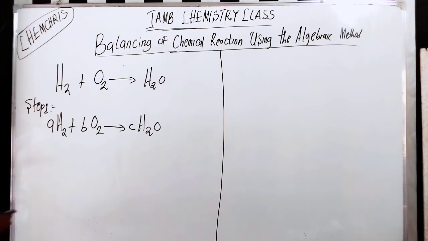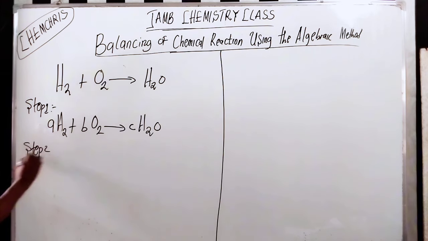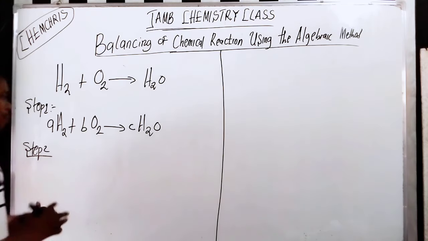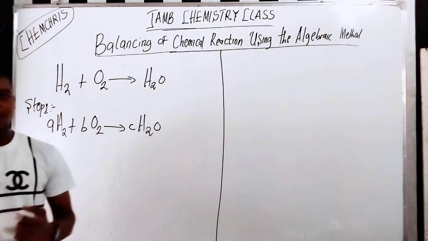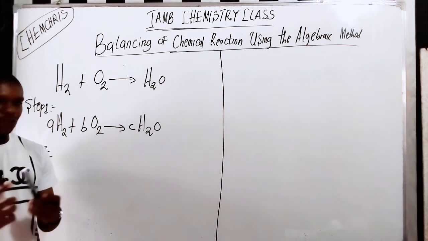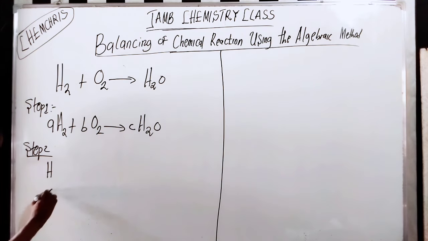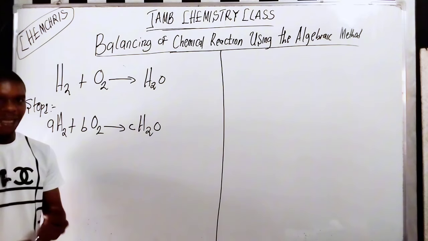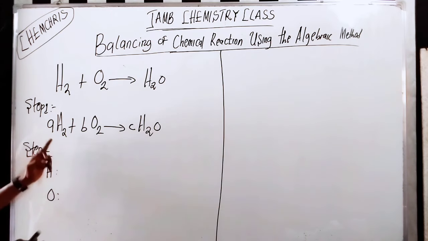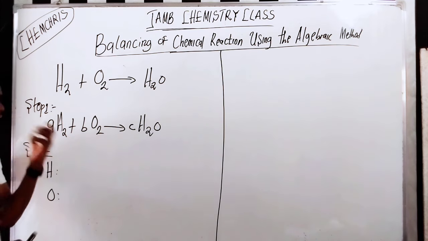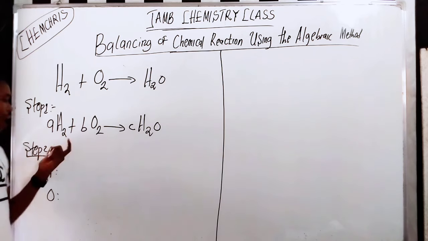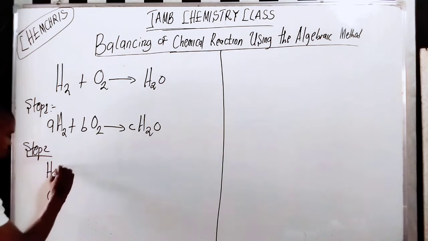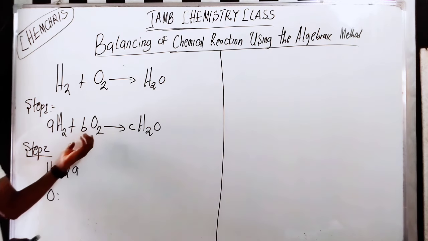Now, let's go to step two. Step two is to write an equation for each of the elements. This chemical equation contains only two elements, hydrogen and oxygen. Let's write an equation for them, starting with hydrogen. Here we have hydrogen on the reactant side. How many hydrogen atoms do we have here? We have two hydrogen, and the coefficient is a. So it will be 2 times a, which is 2a. Can you see that?